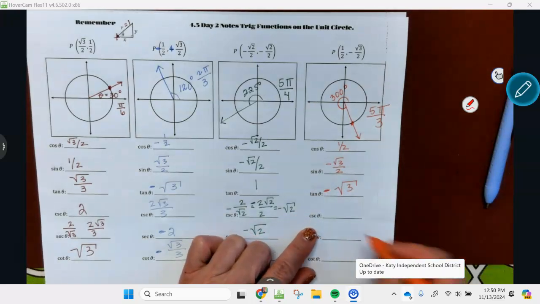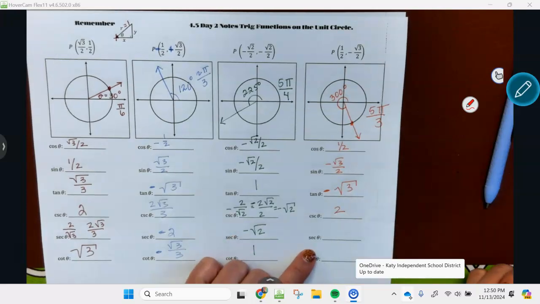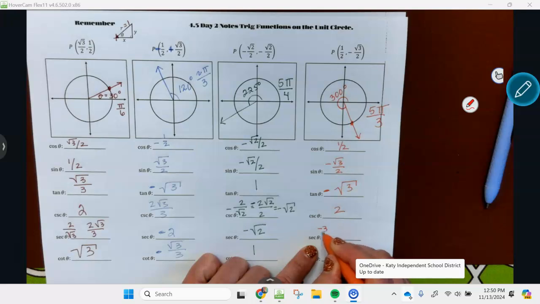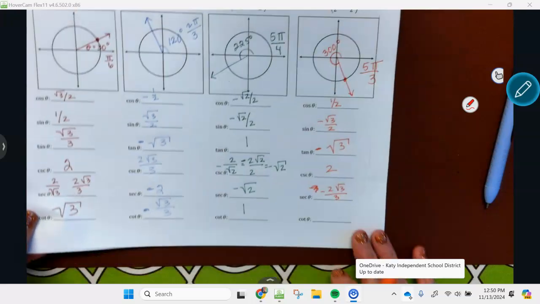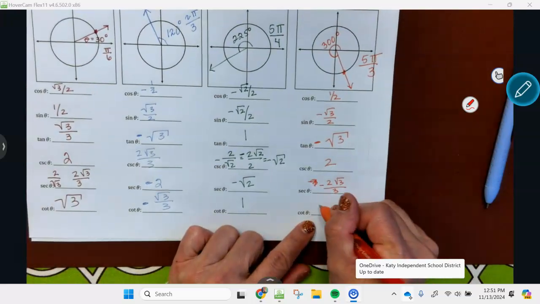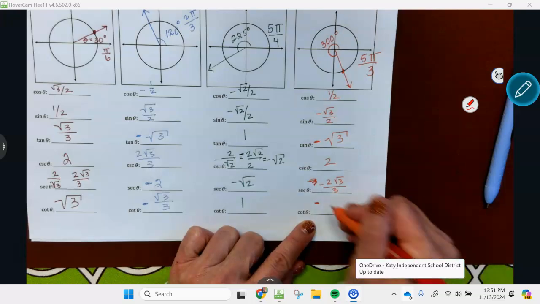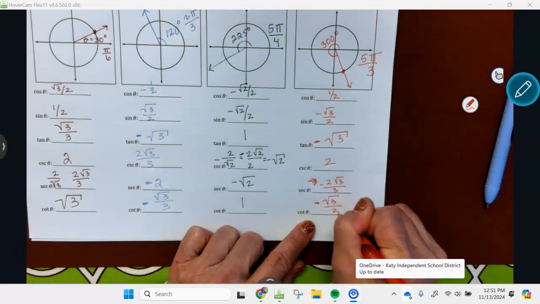Cosecant, flip that 1/2 upside down. Secant is going to be negative 3. Ooh, I'm just kidding. It is negative 2 root 3 over 3. And what's cotangent? Anyone want to take a guess? I know it's negative. That's right.